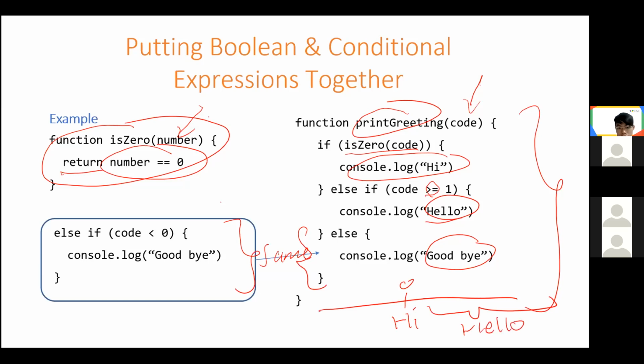So the rest of the cases would lie from -1 onwards. And goodbye to goodbye, which is what we want over here. Okay, so this is one example of using conditional expressions and if-else statements together.